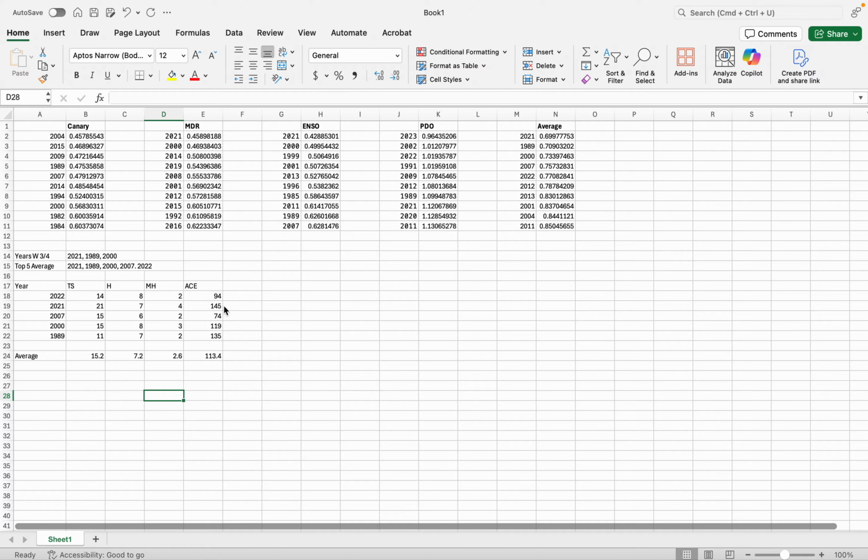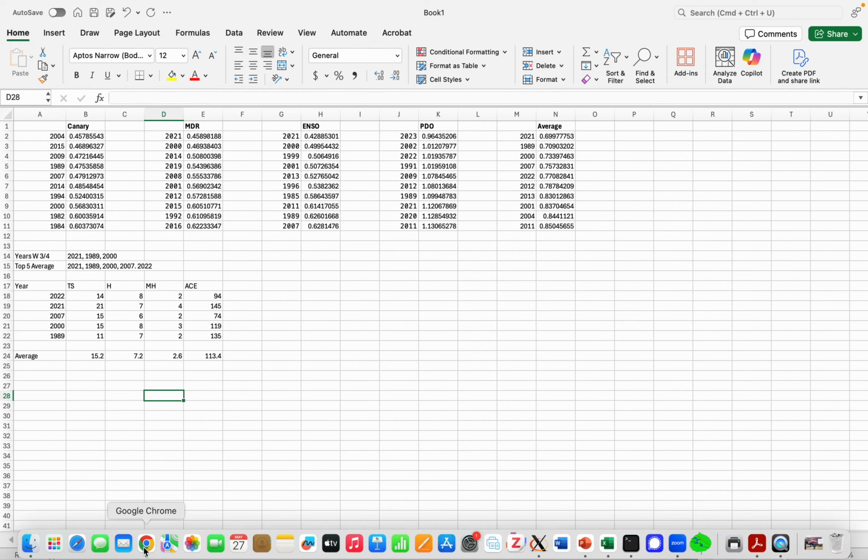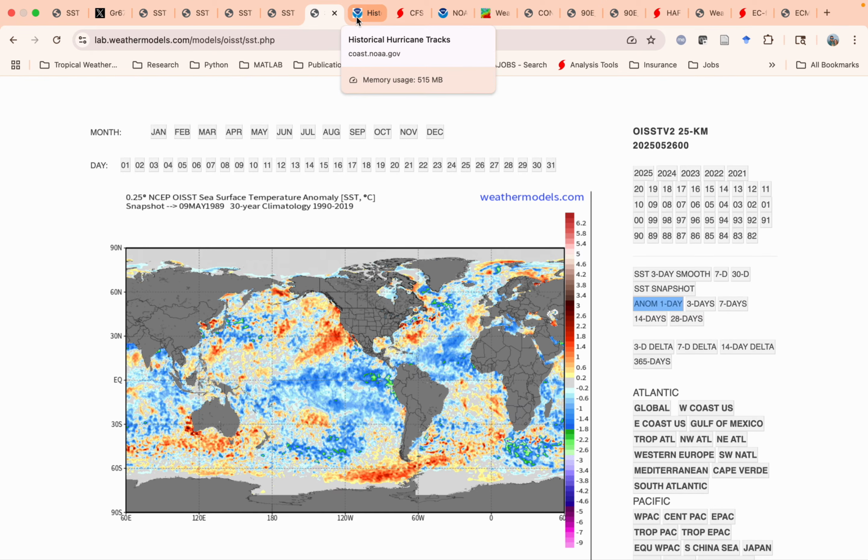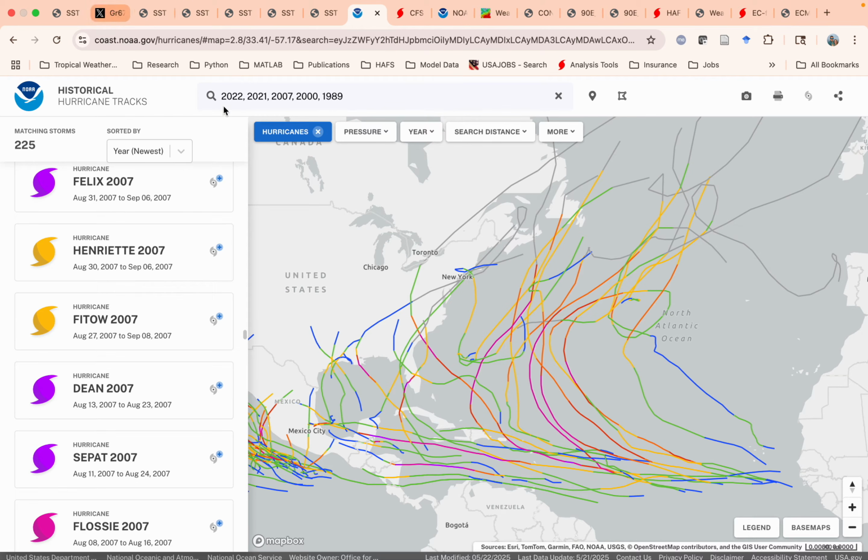2021 had 4 major hurricanes, was kind of a more active year. 2007 was only 2 major hurricanes, a little bit less active year. So, there's a range in that average to slightly above average range, which we've talked about a lot.